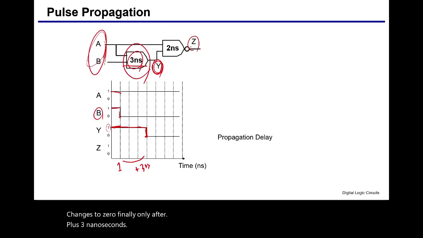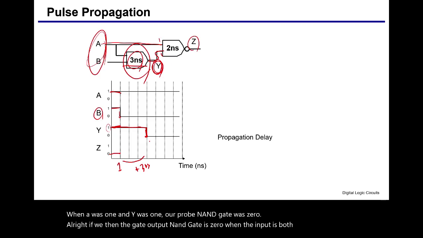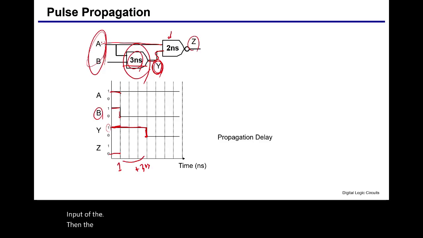Similarly, let's look at this NAND gate. Previously, it's taking input from A and Y. When A was 1 and Y was 1, the output of the NAND gate was 0. Right? The output of a NAND gate is 0 when the inputs are both 1. The inputs of the NAND gate, A or Y, don't change until this time, right? So the output of the NAND gate is still 0 until this time.